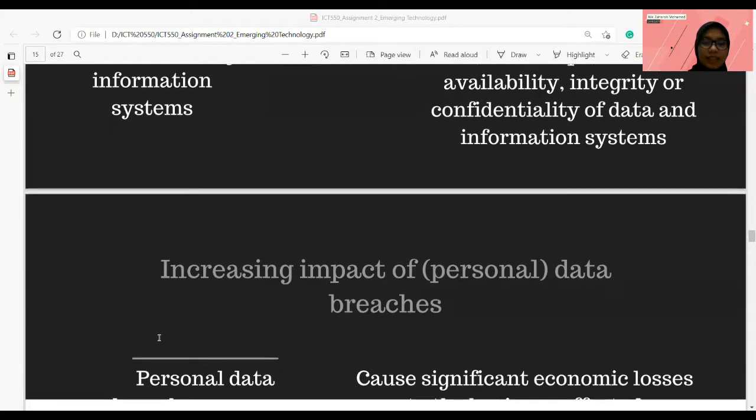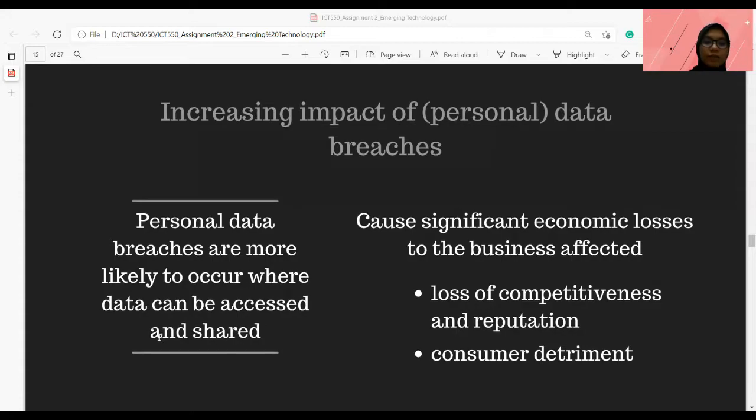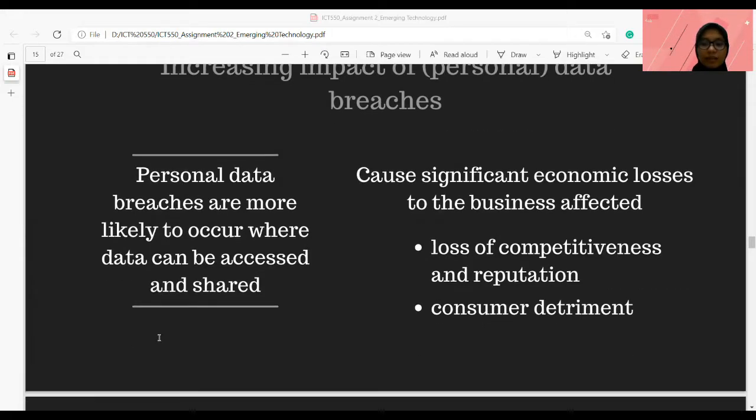Next is the increasing impact of data breaches. Personal data breaches are more likely to occur where data can be accessed and shared, and cause significant economic loss to the business affected, which can mean loss of competitiveness and reputation, and also consumer detriment.